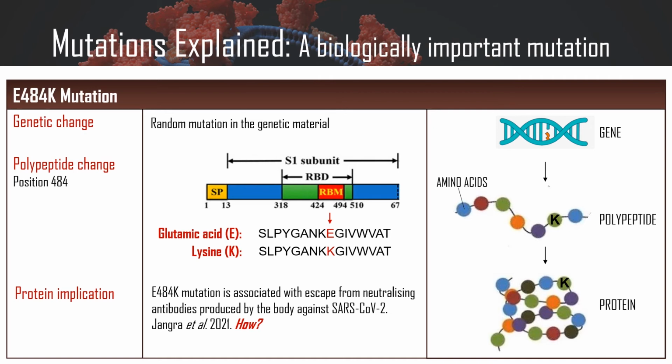The E484K mutation has been shown to be associated with escape from neutralizing antibodies produced by the body against SARS-CoV-2. So essentially, this means that this small mutation is capable of changing the protein structure of the spike so much that it can allow it to evade the function of antibodies, and this may also extend to therapies and vaccinations. But how is this possible? The next part of this session will address the conformational protein changes elicited to cause this functional change.